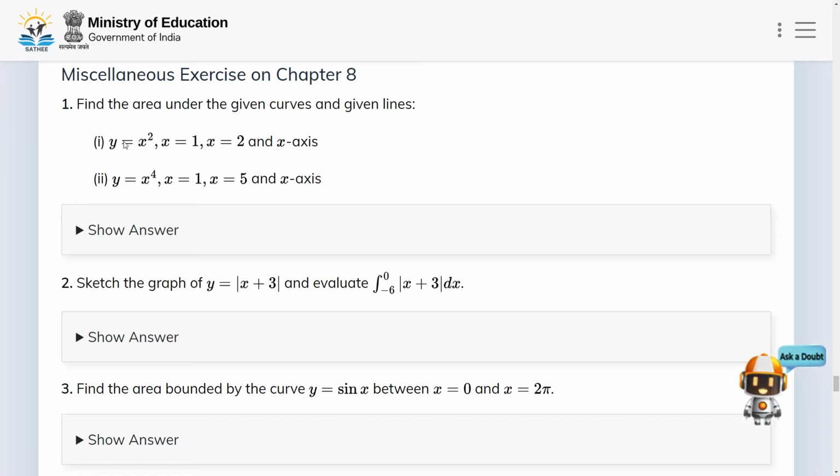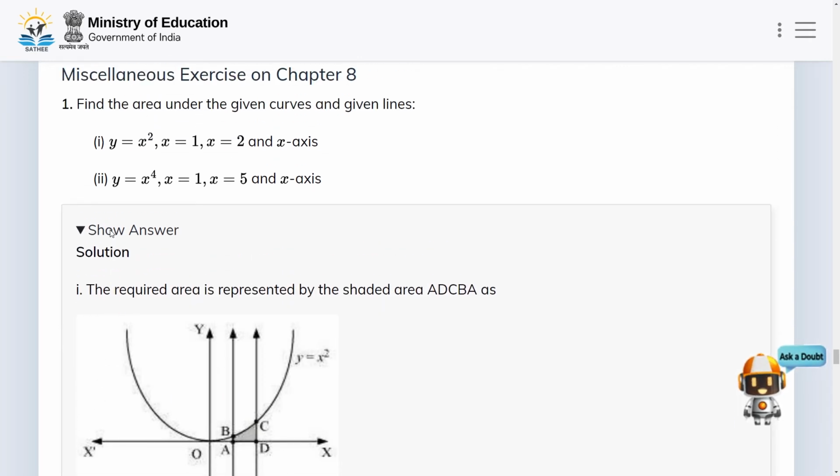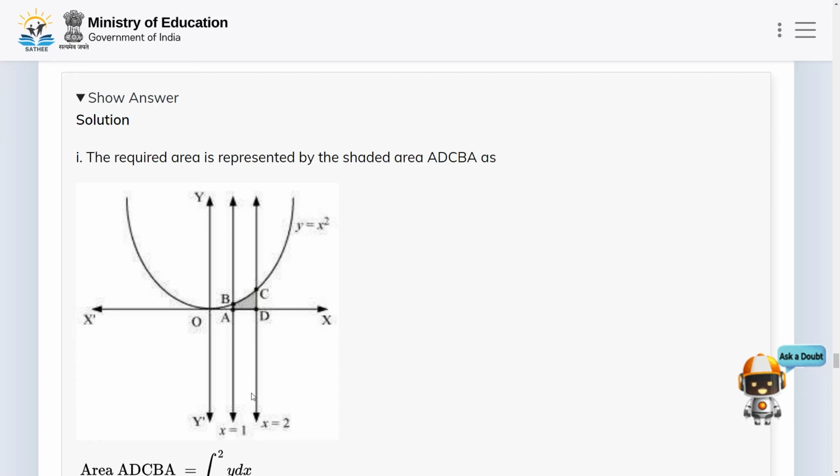Okay, so find the area under the curve y is equals to x square and the given lines x is equals to 1, x is equals to 2, and the x-axis. Just quickly draw the graph. This means x is equals to 1 to 2. This area you have to find, ABCD, or in other words, whatever name you want to give, ADCBA. Okay, this closed region.